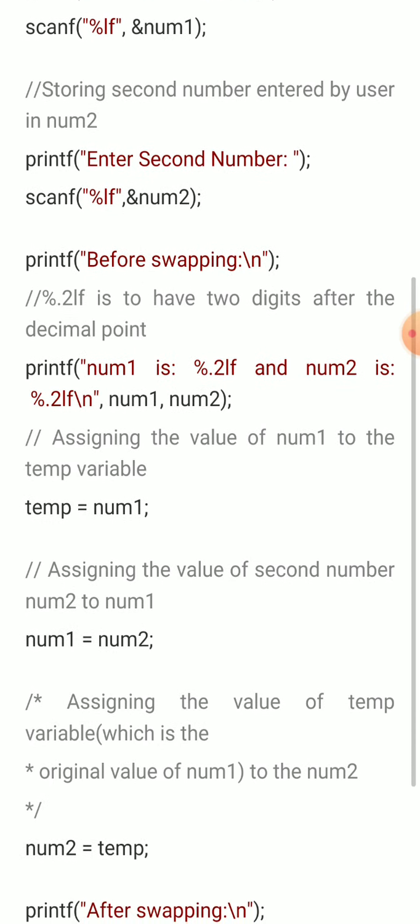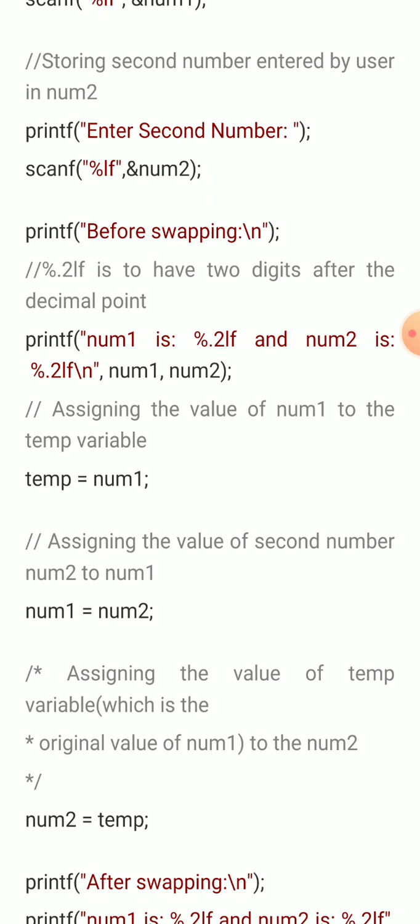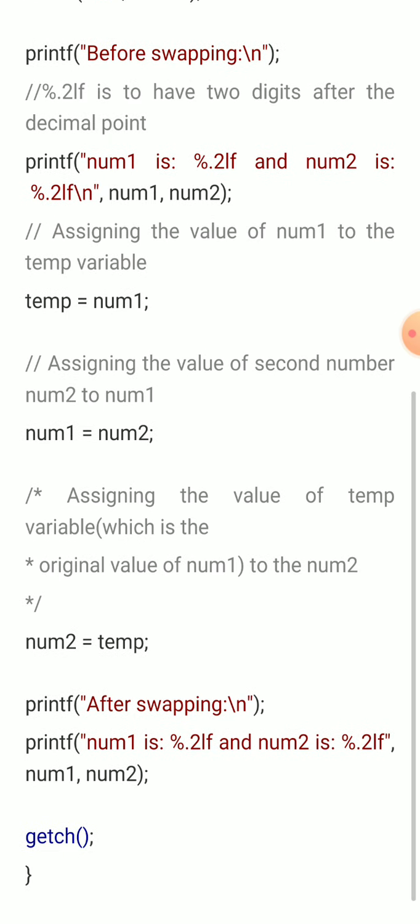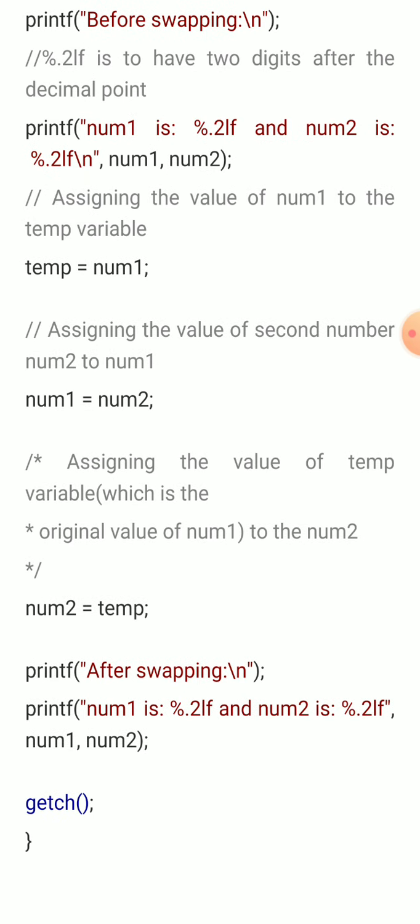Then, dear students, in the next line again we are assigning the value of the temporary variable to number2. Here you can see we are assigning the value of the temporary variable to number2. And after this we are printing the message "after swapping", and this message is printed with the help of the printf function. In the next line we print the values of number1 and number2 after the swapping. Then at last we are using the getch function, and we are closing our curly braces.